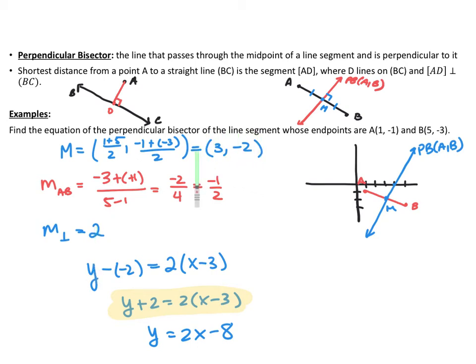It goes through the point (3, -2) and my slope is 2, so using point-slope form of the line, I end up with y plus 2 equals 2(x minus 3). Or if you simplify it into slope-intercept form, y equals 2x minus 8. So perpendicular bisectors go through the midpoint, and they are perpendicular to your given line segment.